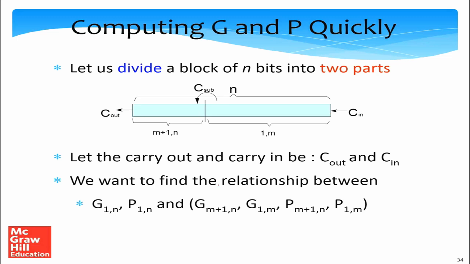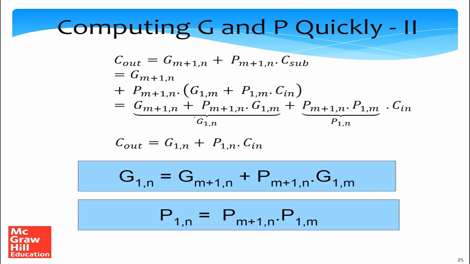So we want to find the relationship between the generate function and the propagate function for the entire n-bit block, and the generate and propagate functions for these subblocks: generate from 1 to m, propagate from 1 to m, generate from m plus 1 to n, and propagate from m plus 1 to n. What do they exactly look like? Let's take a look at this equation and try to work it out.